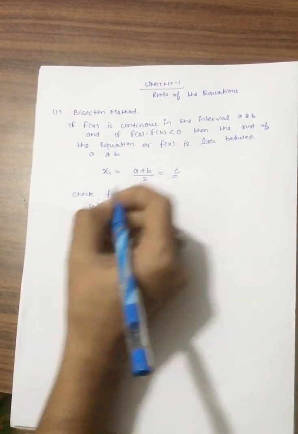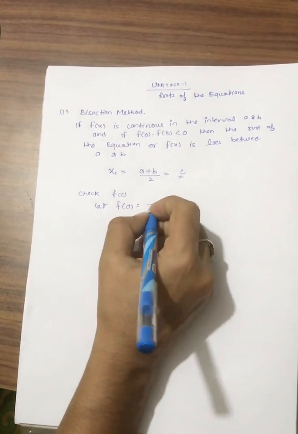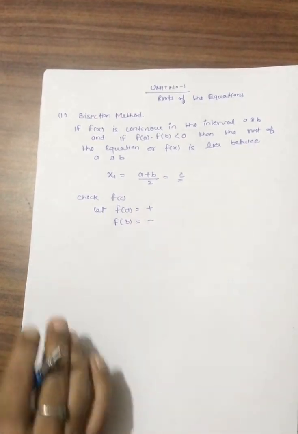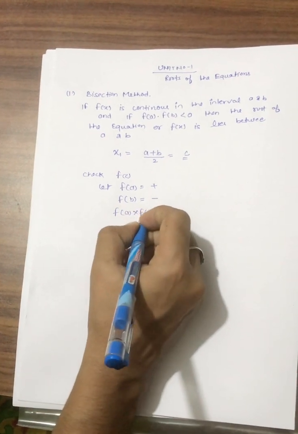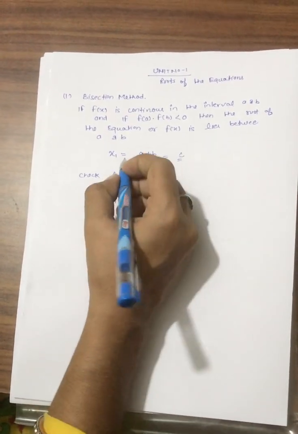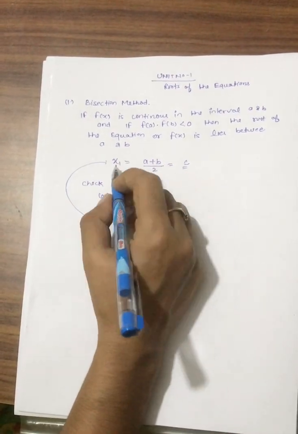And let f of a, the value of the function at the point a, be positive, and the value of the function at the point b be negative, right? So we find f of a and f of b is less than 0, so the root of the equation lies between a and b, and then you can use this formula, x1 equals to a plus b by 2. This is the first iteration.